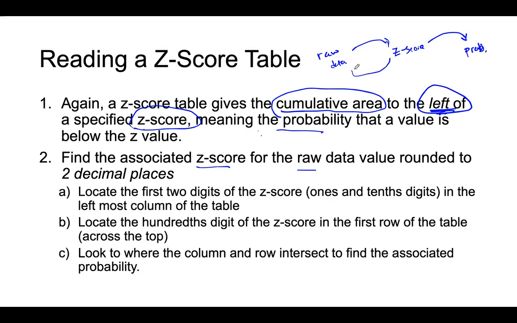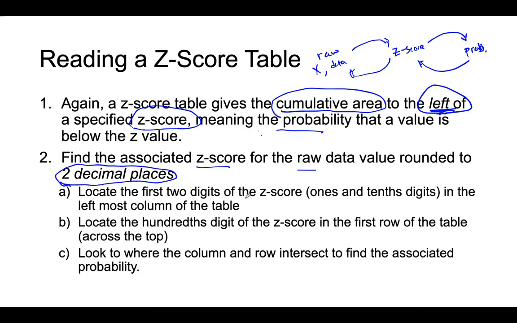And we know how to also go back. From the probability, you can go to the z-score. So keep this idea in mind. You can go from raw data to z-score, then to probability, and from probability to z-score and z-score to raw data. Remember that the z-score for the raw data value is rounded to 2 decimal places.